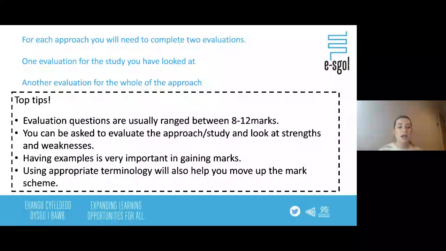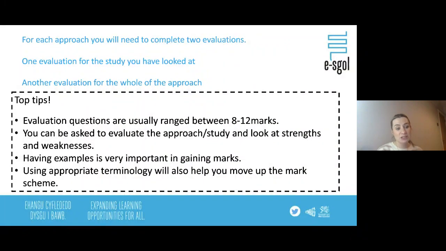Then you've got the evaluation of the whole approach. So 2 evaluations, 1 for the study, 1 for the therapy. And then you'll have an evaluation of the whole approach. Now, this is where you can really show off your knowledge. You can have a real detailed explanation of your key things like determinism, free will, looking at holistic versus reductionism, and it's a really good place to bring in all of those key terms.